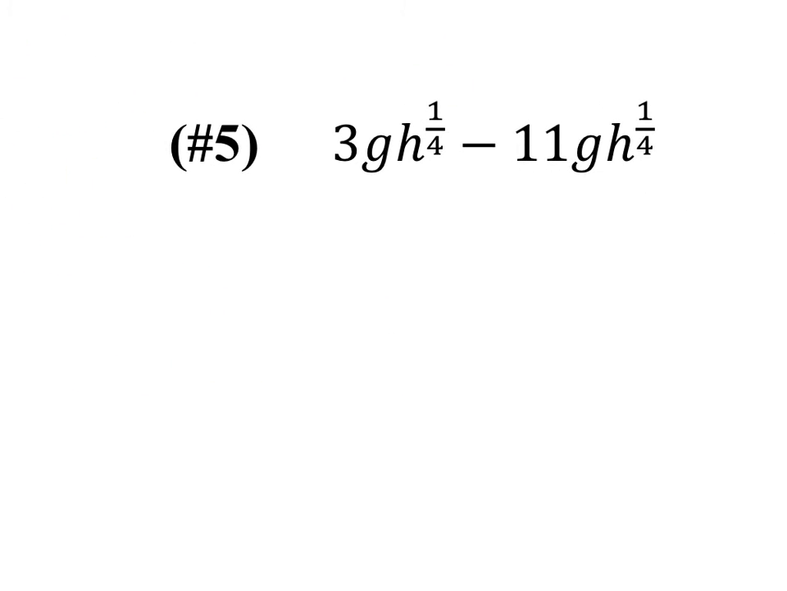Give it a try. So like I was just talking about, we have 3gh to the 1/4 minus 11gh to the 1/4. These are both like terms. They're both g to the first power, h to the 1/4. So we can combine them. We can subtract or add the coefficients, the numbers in front. So what's 3 minus 11 going to be? That's going to be -8. So we're going to have -8gh to the 1/4.